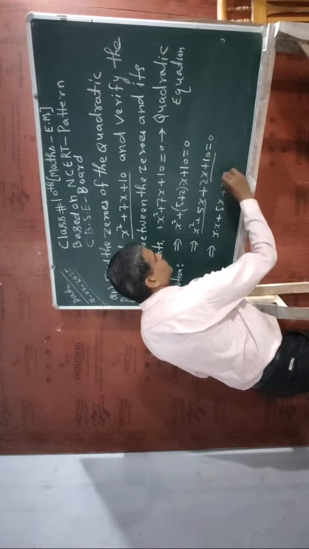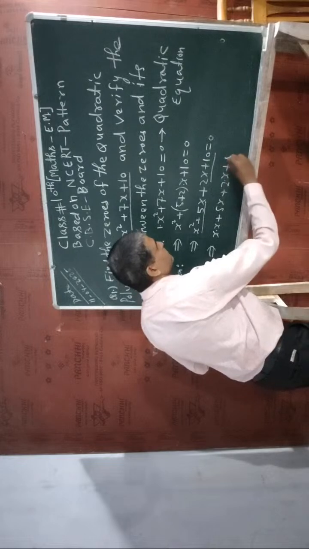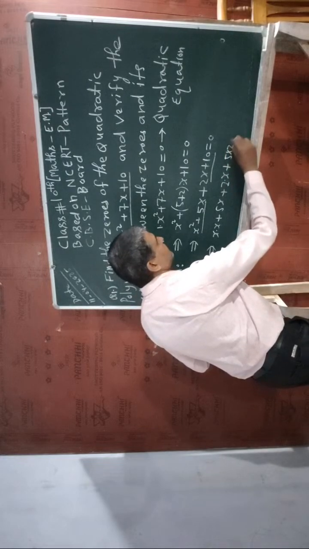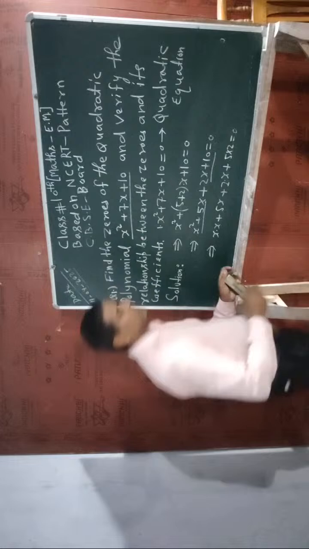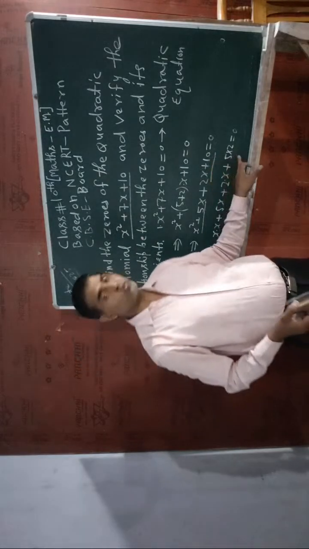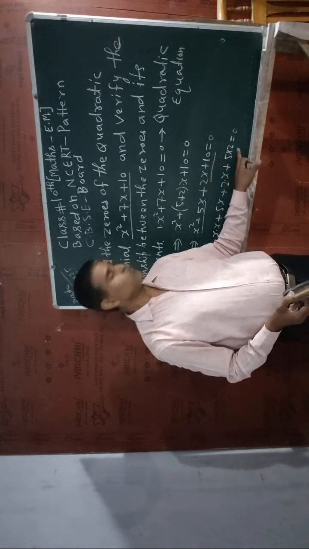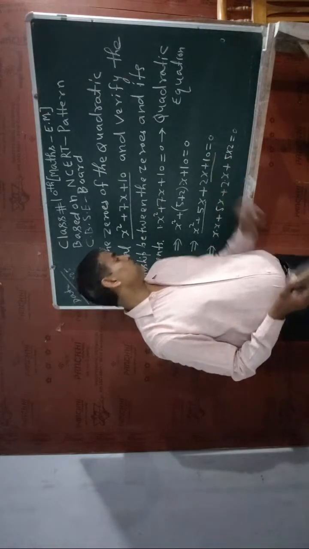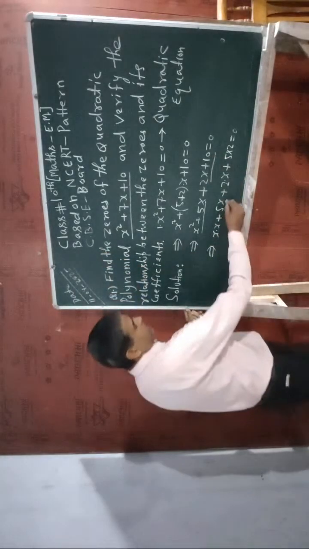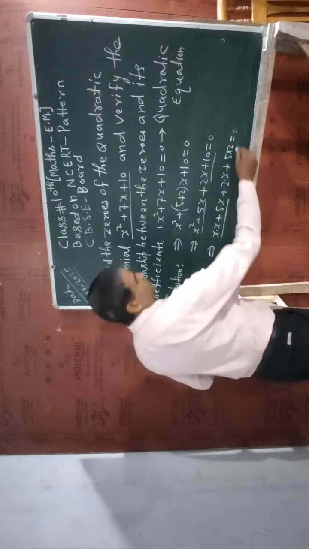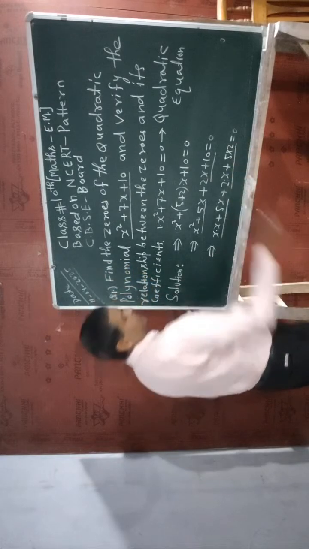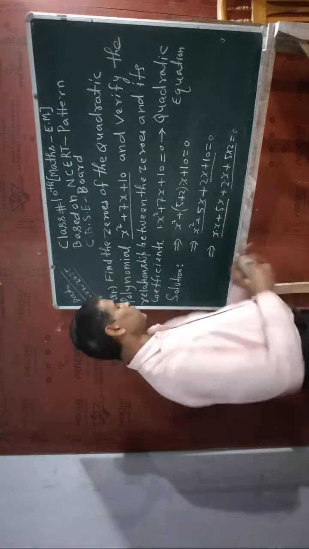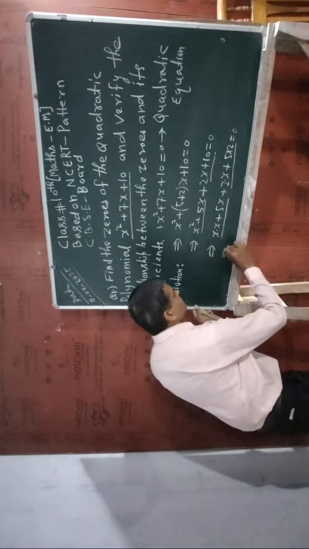This 2 into x, and plus 5 into 2, I can write is equal to 0, because 10 can be divided into two parts. 5 into 2 will become 10. So now further, these two terms I am putting together, and these two terms I am also putting together. So I am going to take common.